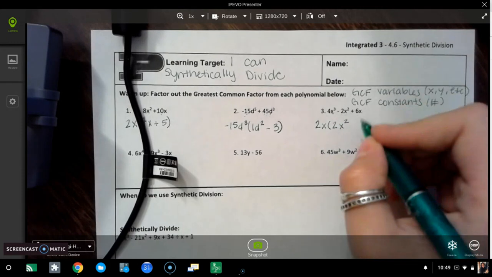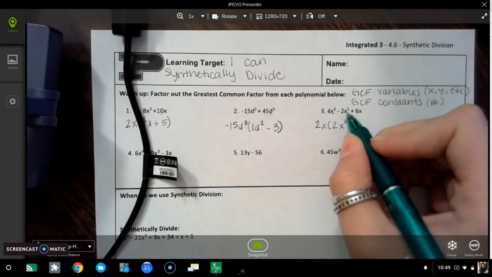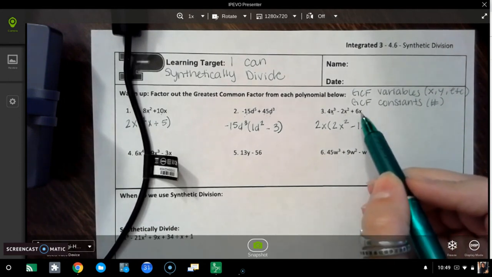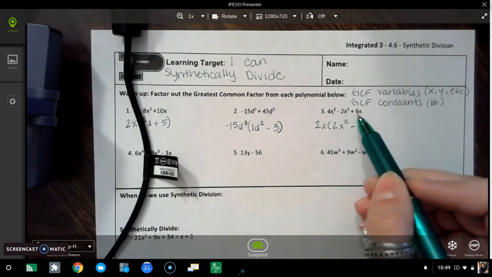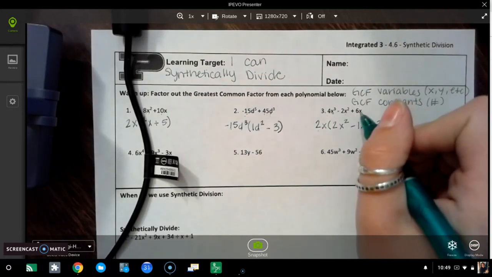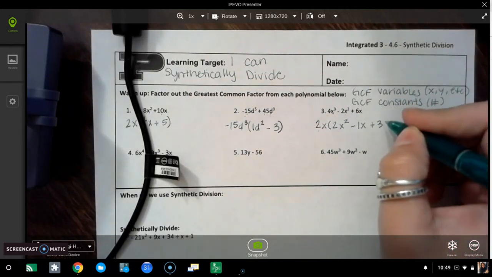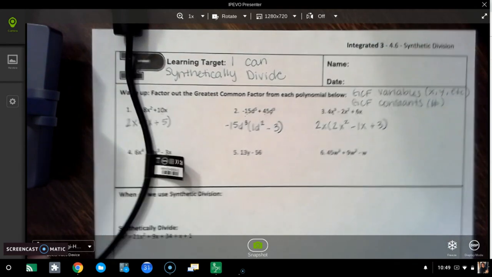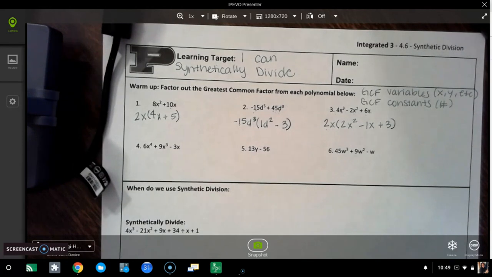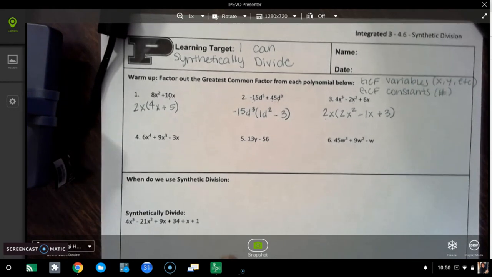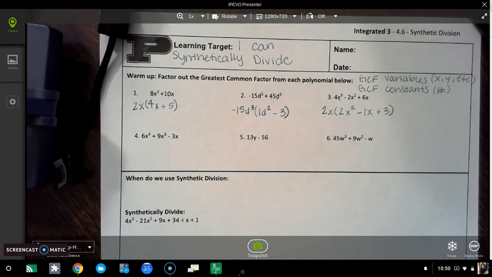Negative 2 divided by 2 gives me a negative 1. X squared divided by x just gives me 1x. And then 6x divided by 2x, well, 6 divided by 2 gives me a positive 3. X divided by x is going to give me 1. So 3 times 1 just gives me 3. I would like to see 4, 5, and 6 done on your paper, and I will check it when I check out your guys' videos.